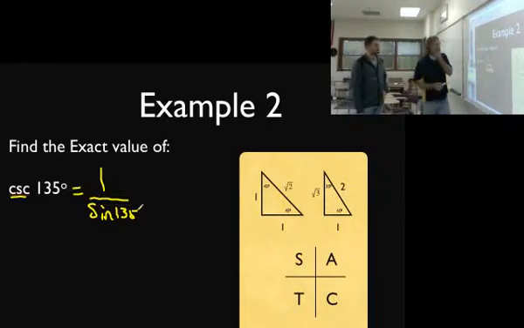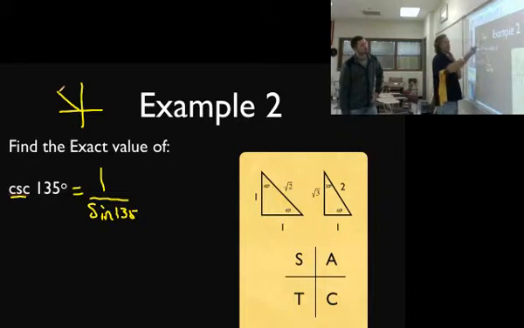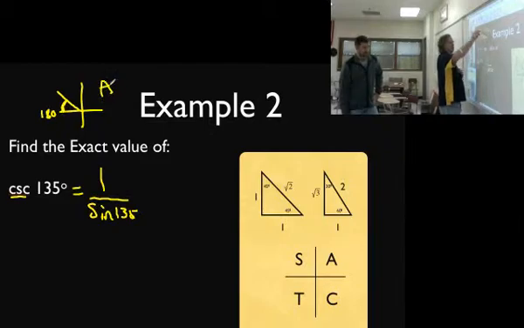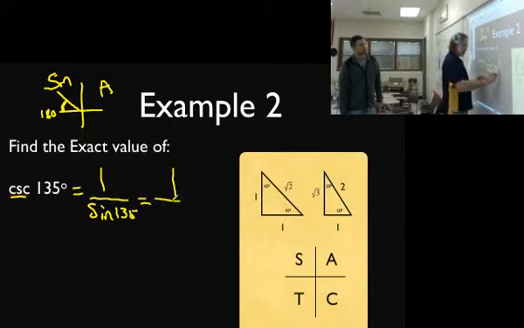All right, so sine of 135. 135 is over here somewhere, I think, because this is 180. What's the reference angle there? 45. And is the answer going to be positive or negative? Well, sine's positive in that quadrant, so cosecant will also be positive. So my answer is going to be 1 over positive sine.